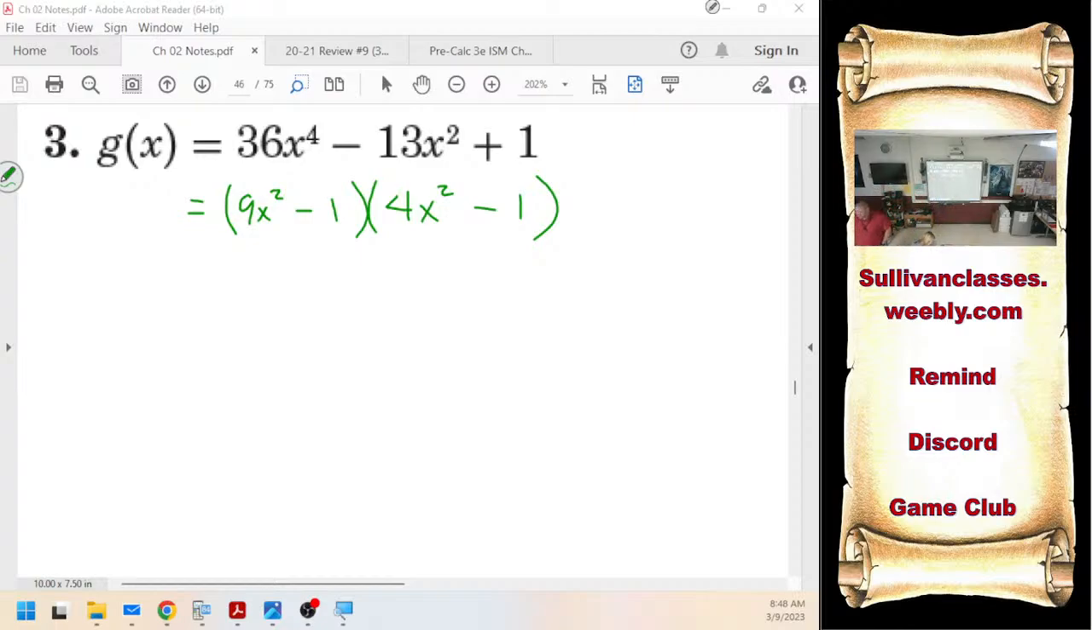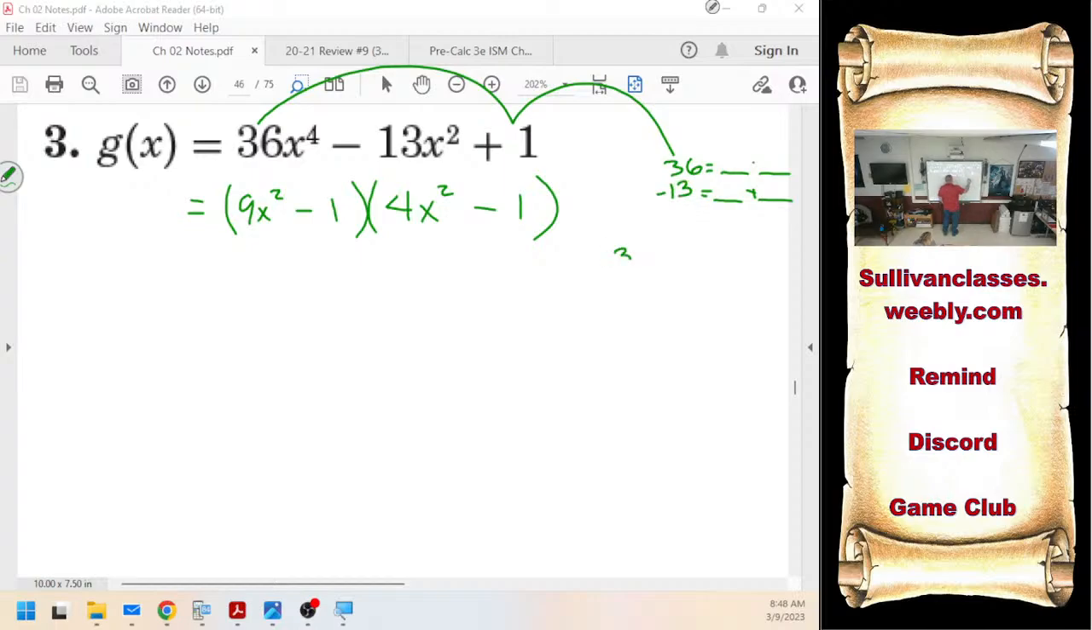6 and 6 makes 12, not 13. Okay? If you can do that by mental mojo, have at it. If you can't, y'all remember AC method, right? 36 times 1. What factors of 36 add up to negative 13?